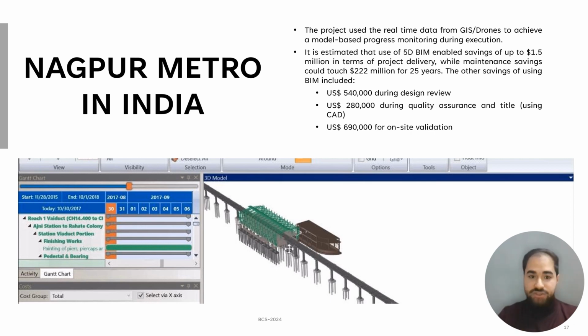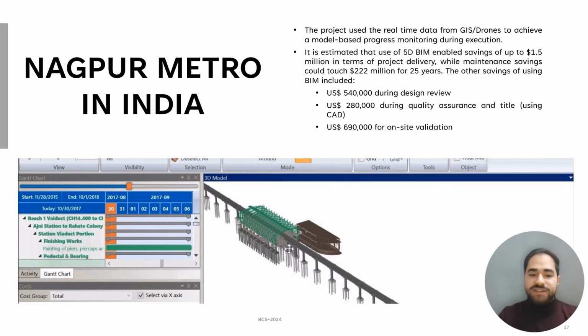By the end of the day, we are talking about cost management, so our important part is to save cost. What have we gained from implementing the 5D BIM in this project? The 5D BIM has saved about $250 million in maintenance and project delivery, design review, quality assurance, and site validation over 25 years. Saving $250 million in a project is a massive saving by using only a 5D BIM tool. So this shows us the benefit of using the 5D BIM.